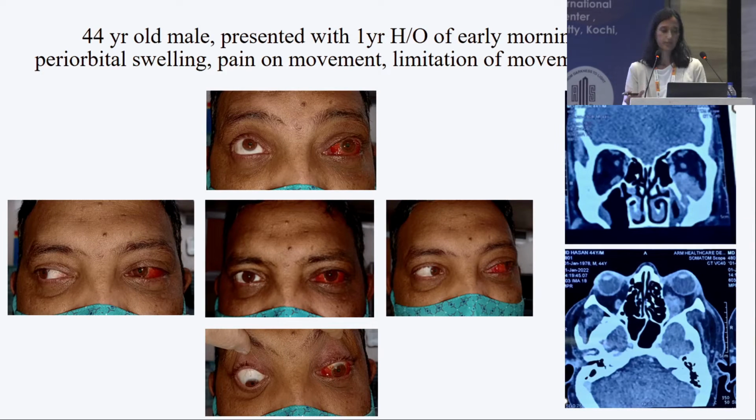These are just some case pictures. So this patient came to us with redness along with a little bit of proptosis and limitation of extraocular movements in upgaze. And you can see there is a mass in the infraorbital compartment along with an enlargement of the infraorbital nerve. And he responded very well to steroids.